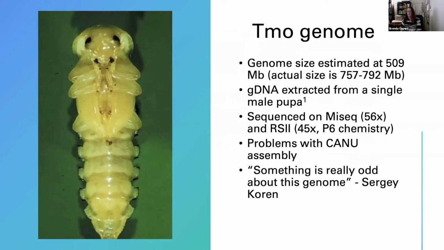So back to the Tmo genome. The genome size had been estimated in the literature at 509 megabases, but the actual size is much larger. It's more towards 800 megabases.